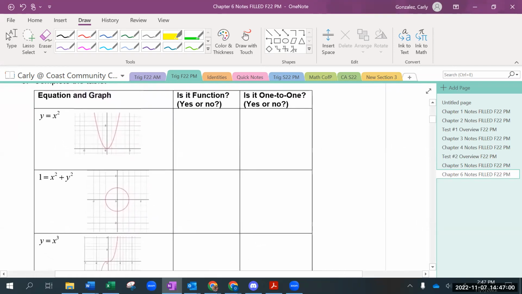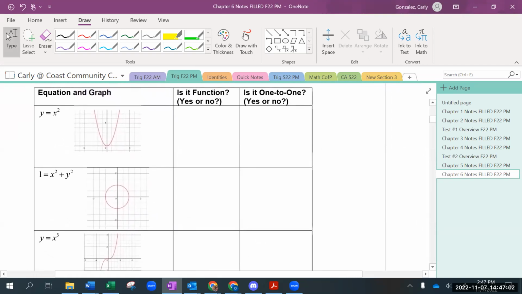So if we have y equals x squared, we have to decide, is it a function? Well, we have to imagine all vertical lines and make sure that they pass through our graph at most once.